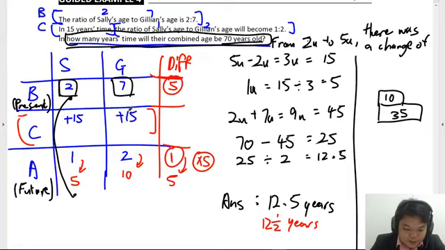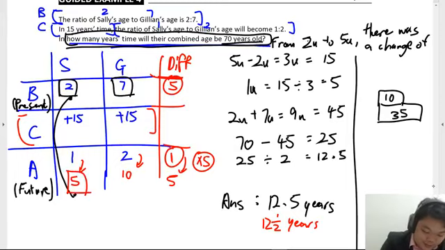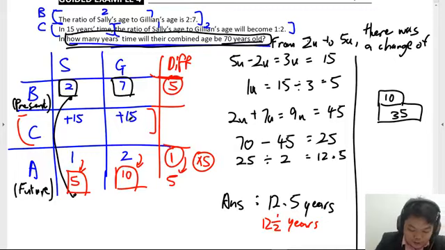No, you don't take 70 minus 10 minus 5. This and this represent the number of blocks. It is not the actual number of years. These two only represent the number of blocks that we have.